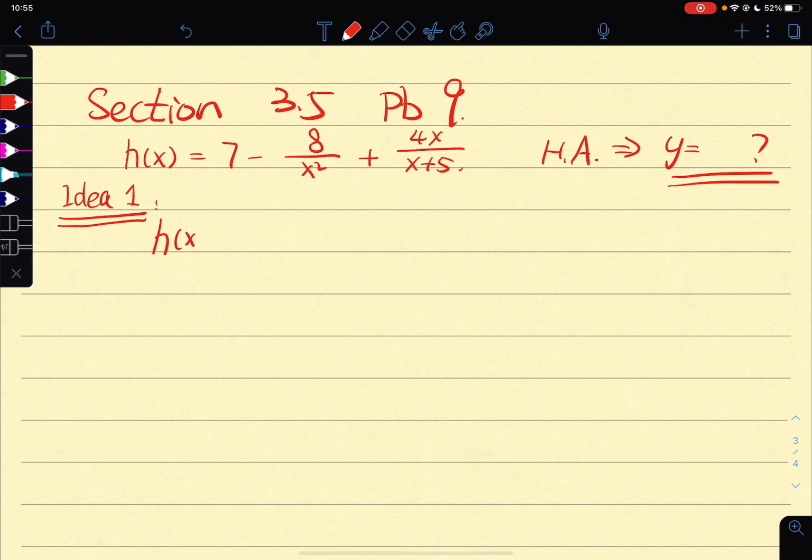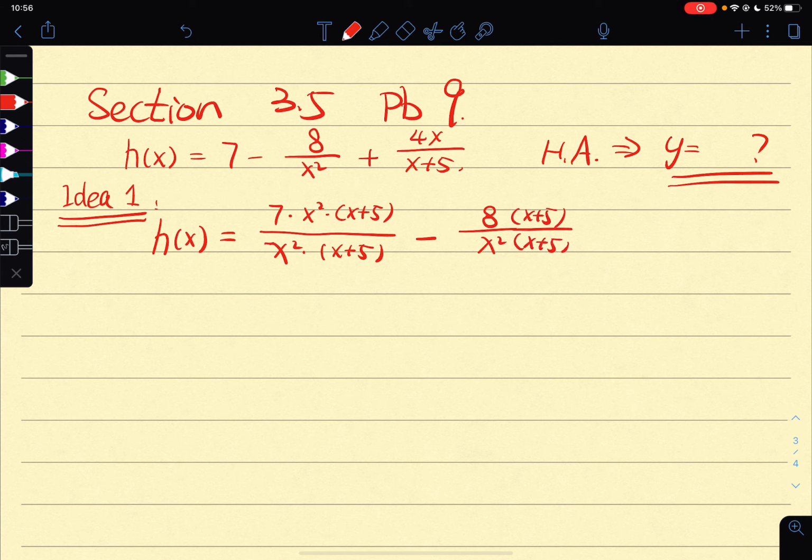Therefore, what we could have done is find this function by finding the shared common denominator, which is x squared times x plus 5. So it's x squared times x plus 5. And then for my second term, I'm going to multiply x plus 5 to both the numerator and denominator. And for my last term, I'm going to multiply x squared to both the numerator and denominator.